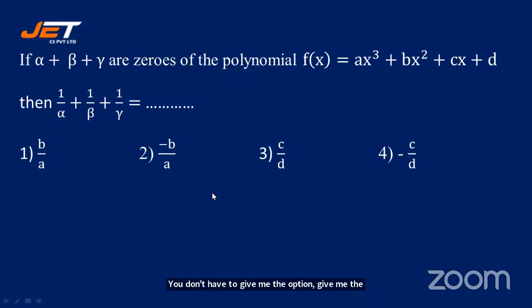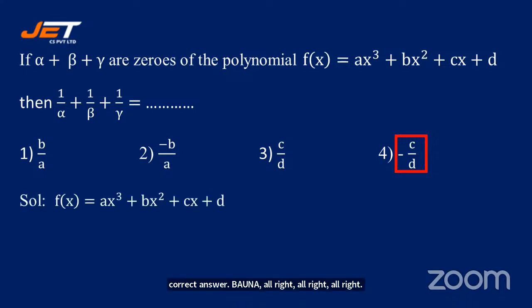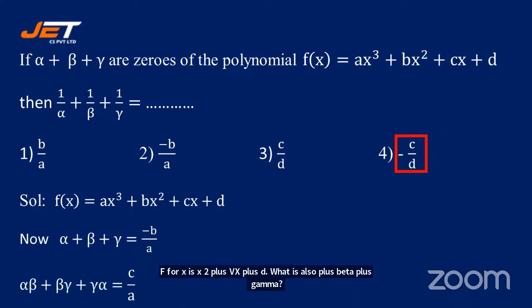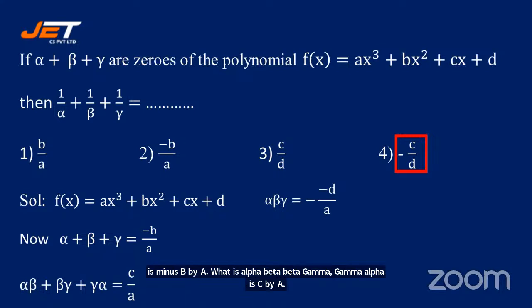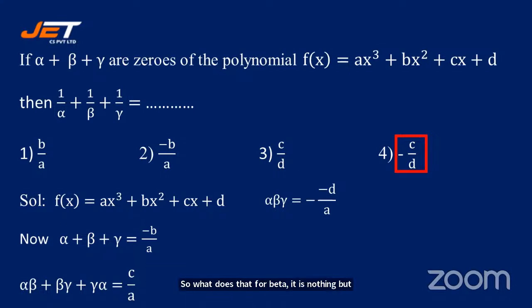So let me tell you the key. It is option 4, minus c by d. How? Quickly look into the answer. F of x is ax cube plus bx square plus cx plus d. What is alpha plus beta plus gamma? It is minus b by a. What is alpha beta plus beta gamma plus gamma alpha? It is c by a. So what is alpha beta gamma? It is nothing but minus d by a.